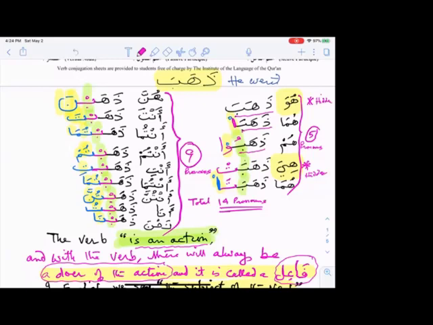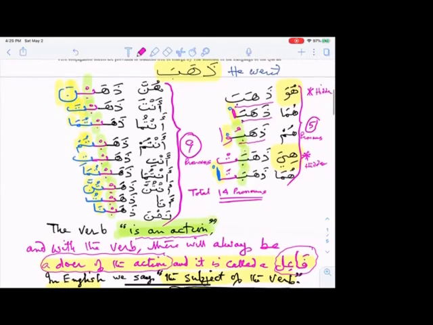Okay, third radical. But here, the third radical changes into sukoon. And that starts with hunna and comes to the nainu. Nine pronouns. These are called mutaharrik pronouns. Means the final radical has a vowel sign. And these are called sakin pronouns. Means the final radical has a sukoon on it. But you don't have to worry. I'll be repeating this a lot, mutaharrik pronoun and sakin pronoun. If you forget, rest assured, I'll be repeating it all the time, okay?